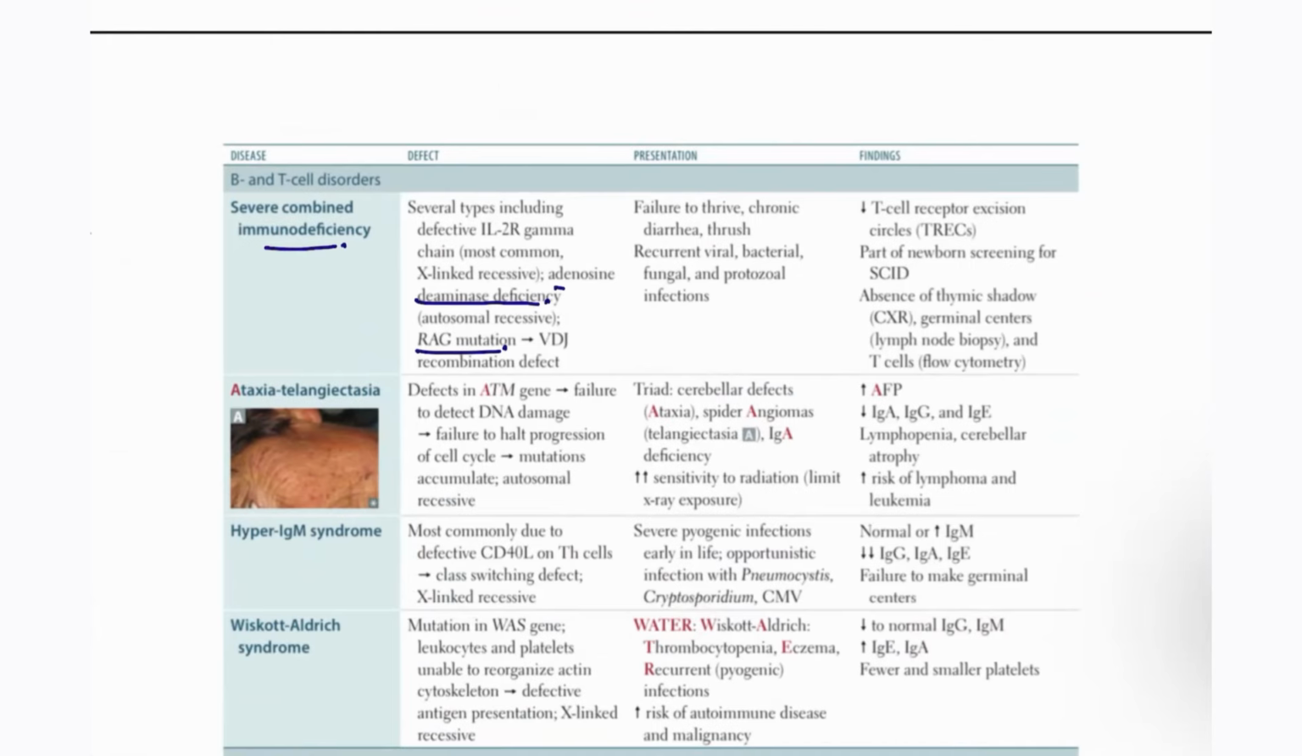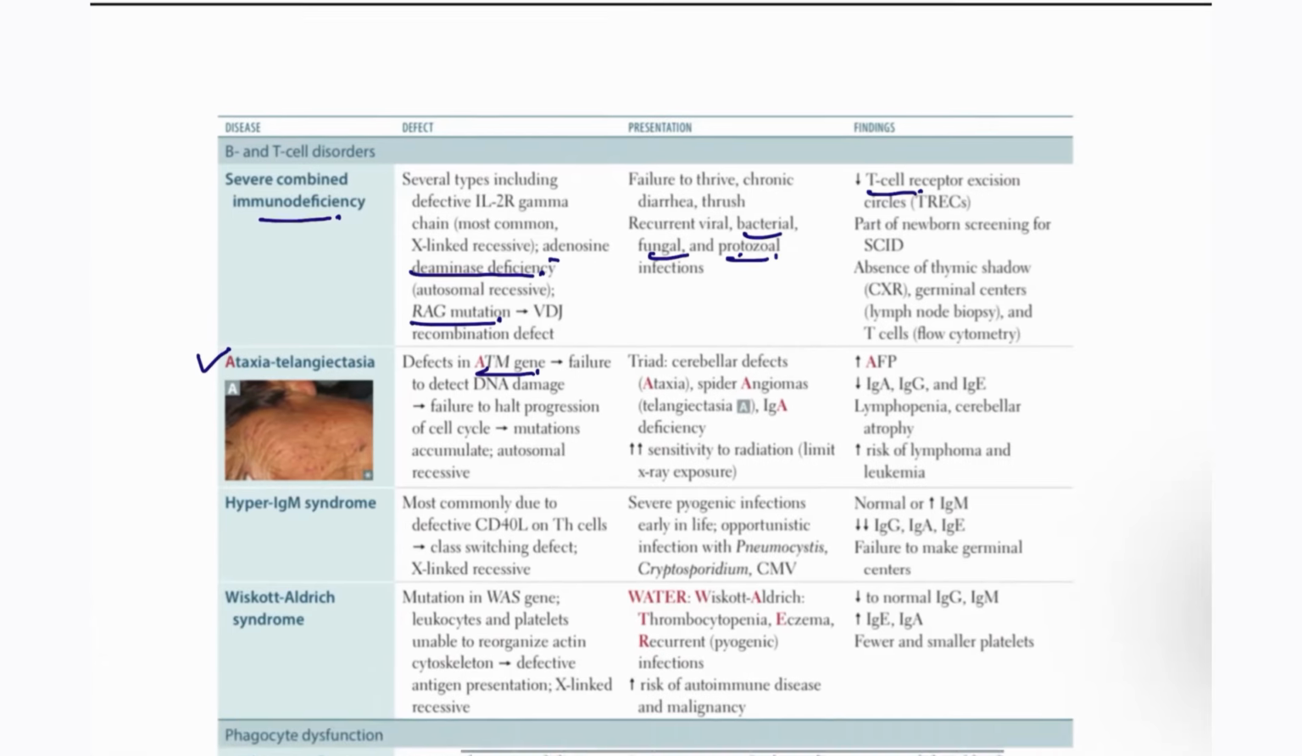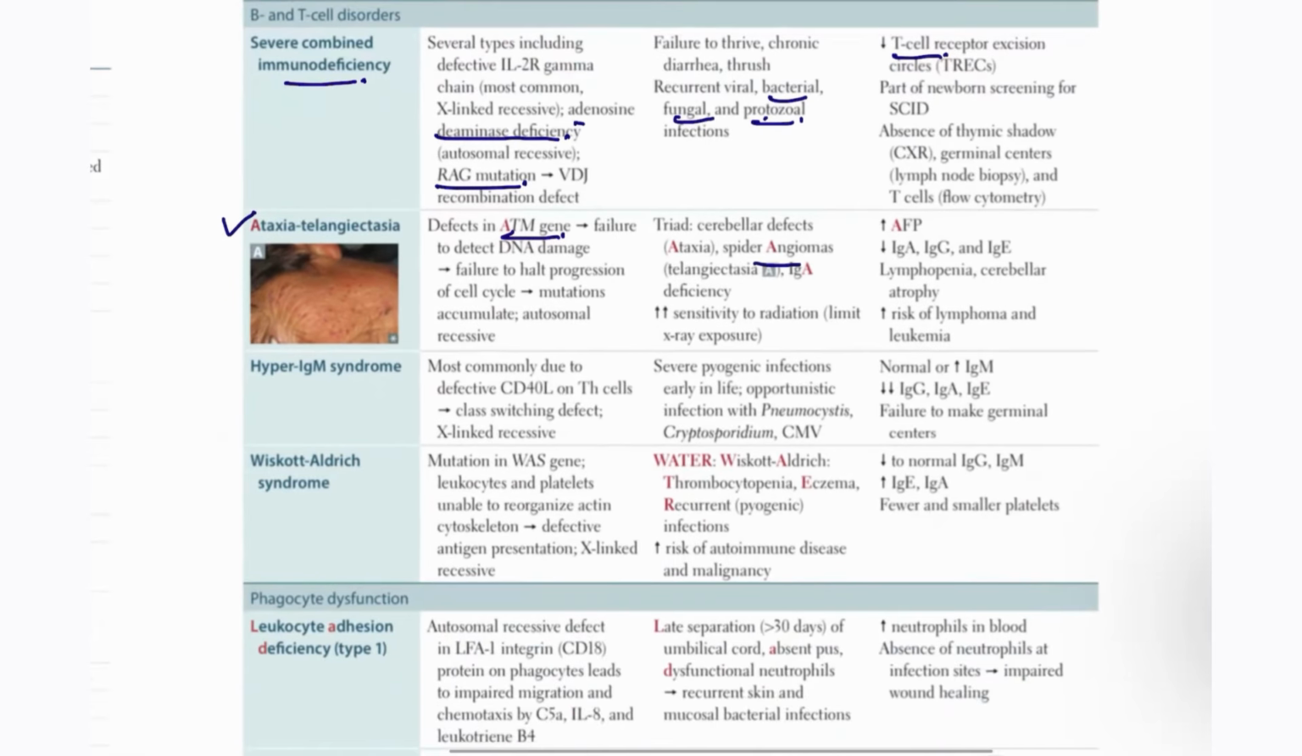deaminase deficiency will be seen in this patient. Okay, mostly T cell receptors will be decreased in this patient, and most commonly bacterial, fungal, and protozoal infections will be seen in this patient. Next, ataxia telangiectasia, this is associated with defects in the ATM gene. Okay, and in this patient cerebellar defects, telangiectasias, IgA deficiency are seen.